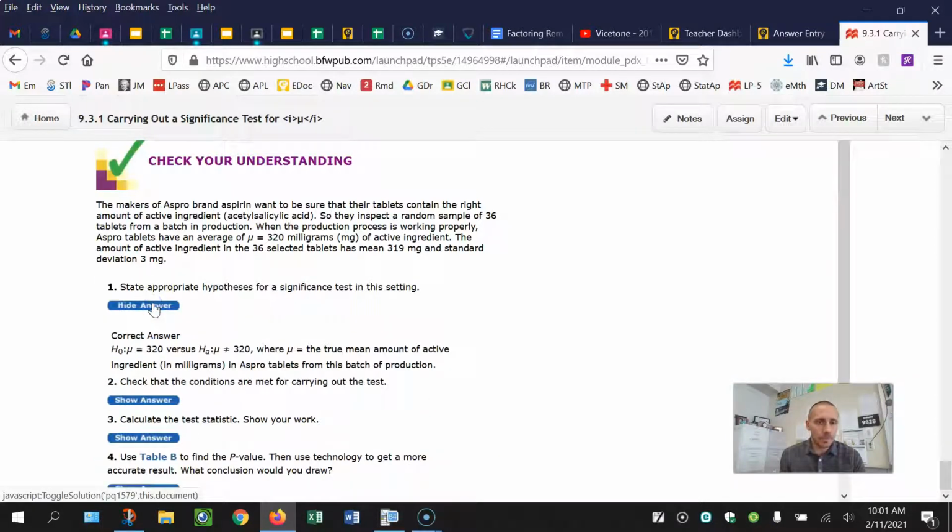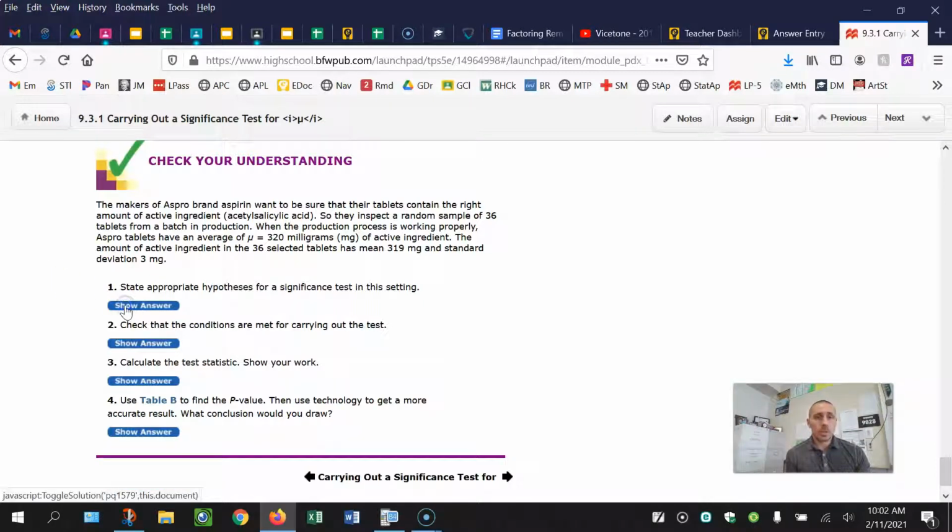Let's take a look at that. There you go. Oh, I forgot to define the parameter in context. So you can see here, mu is the true mean amount of active ingredient in these Aspro tablets. Condition C, was it a random sample? Yes. Random sample of 36, check. V, variability: 36 tablets is less than 10% of all tablets in this batch of production. We have no reason to believe otherwise, check.